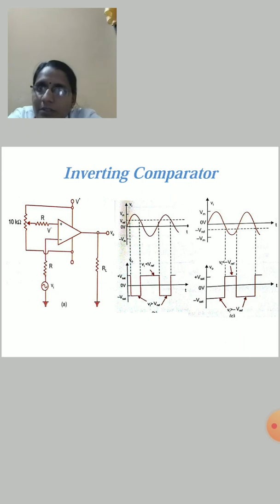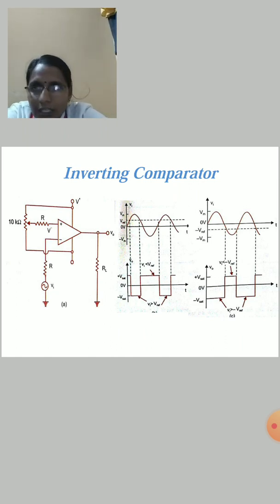So this is the basic inverting comparator. In this circuit, the reference voltage is applied to the non-inverting terminal and the signal voltage is applied to the inverting terminal, that means the negative terminal of the op-amp. The V reference is equal to 0, so the non-inverting terminal is grounded.